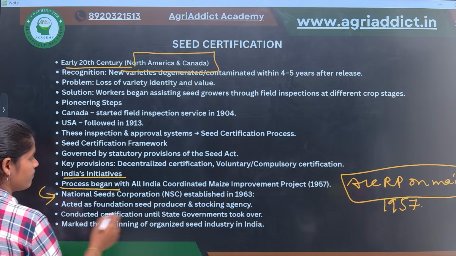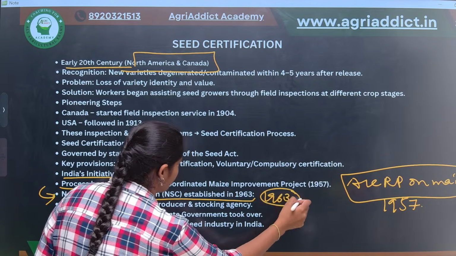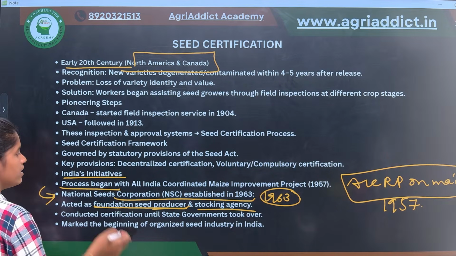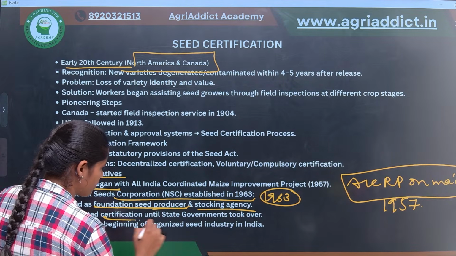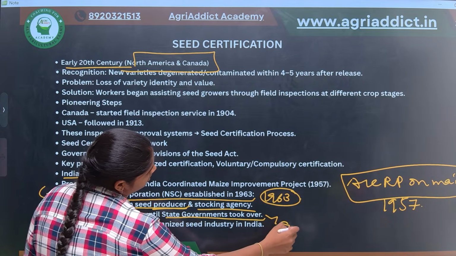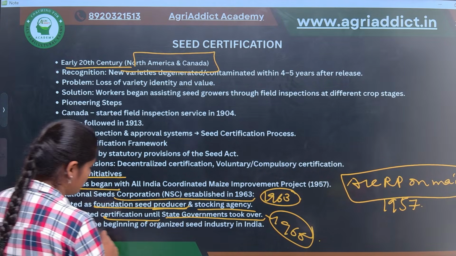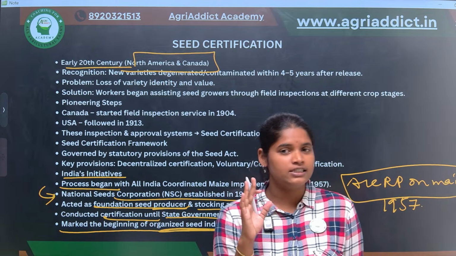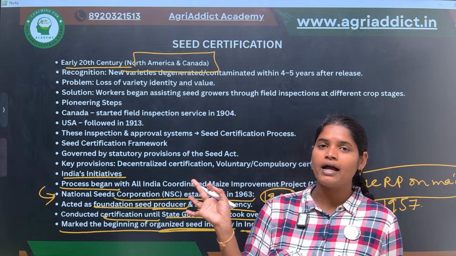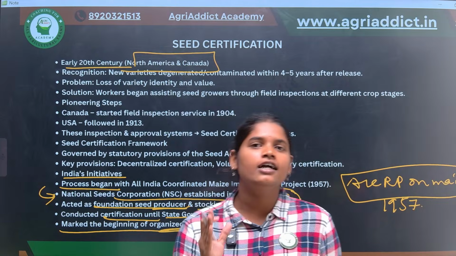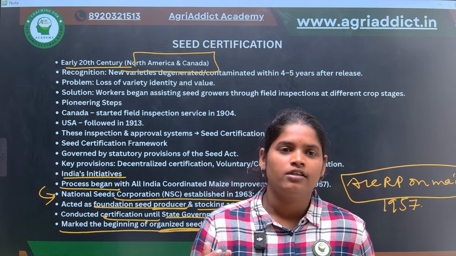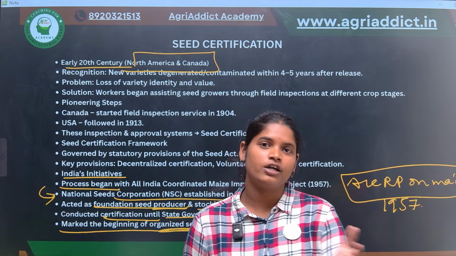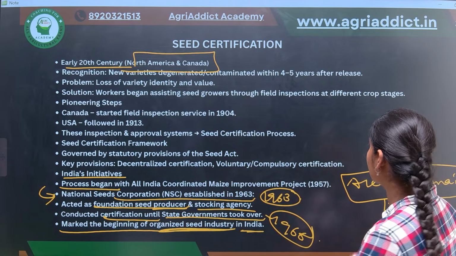Then we got the NSC in 1963. This NSC acted as a foundation seed producer as well as a stocking agency. The NSC was solely responsible for certification until the state governments took over under the Seed Act. So it marked the beginning of the organized seed industry in India. Let me tell you, what exactly is seed certification? After all this background, I can say that seed certification is a legally sanctioned system for regulating the quality of seed, from production to distribution. This is the definition of seed certification.